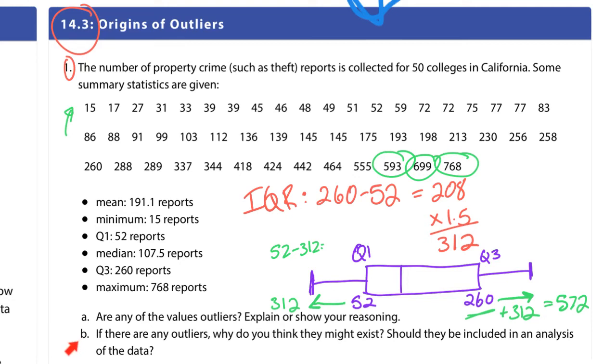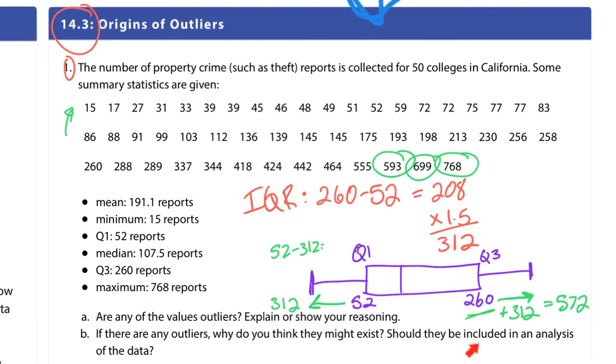Now, part B is where we start getting into a little gray area in statistics. Why do you think these outliers right here might exist? Now, this is looking at theft at different colleges in California. So perhaps these colleges are just in areas where there is more theft, or maybe the data was recorded during times of year where there's more theft. Whatever it might be, we have to think of what reasons that they occur.